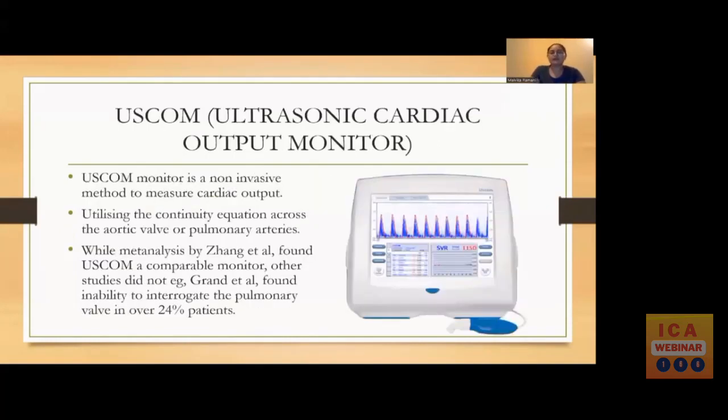So if you're going into alternatives or recent advances to this Doppler echocardiography method, we have the USCOM monitor, which had been initially developed for ICU patients, where they try to utilize the continuity equation across the aortic and pulmonary arteries. While a few studies found that this was a very accurate method, many of them were not able to even interrogate the valves, let alone derive accurate values.